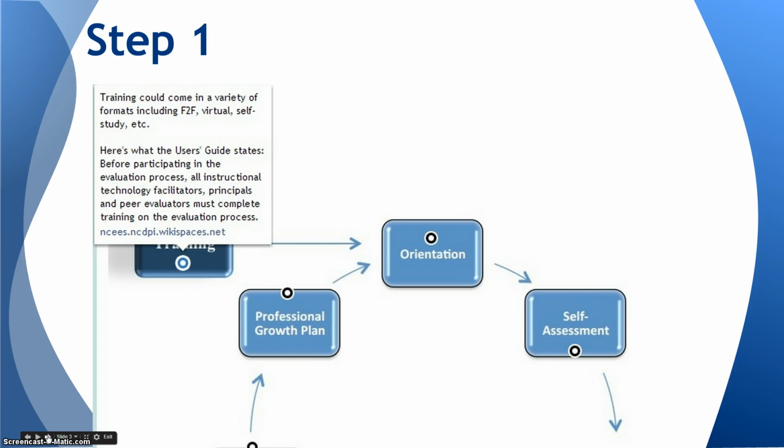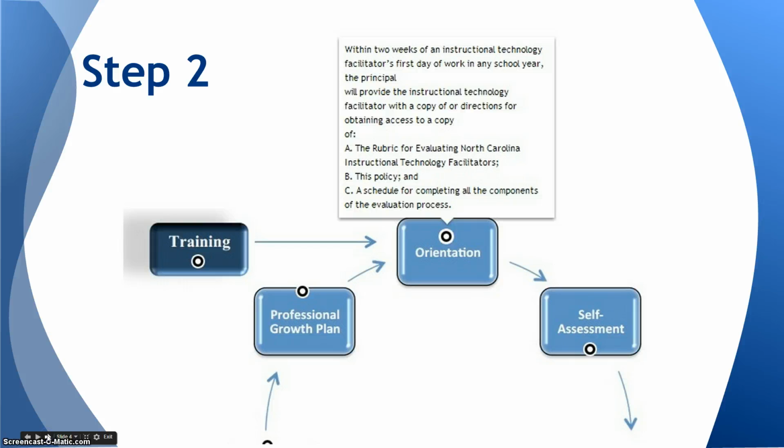Step 2 of the process is to provide your instructional technology facilitator with the rubric and the user's guide, as well as the schedule as to when all of the components of the evaluation process will be completed. Something to note on the orientation is that it should take place within the first 2 weeks of school.